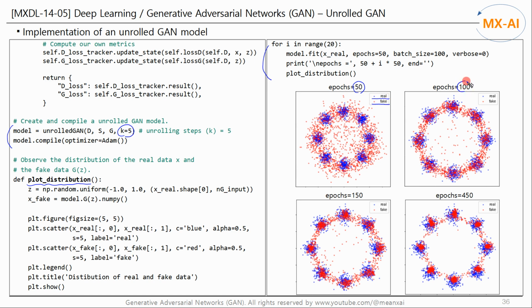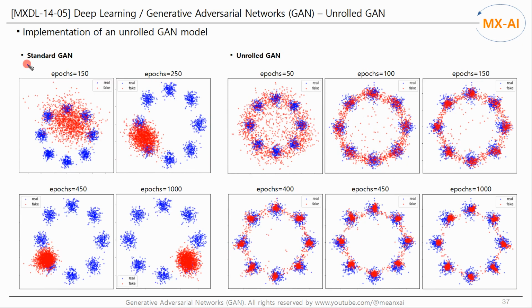After 100 epochs, the distribution of fake data is as follows. The fake data is now a little closer to the real data. After 450 epochs, the fake data became similar to the real data. In the standard GAN implemented in the second video, mode collapse and mode hopping phenomena occurred like this. However, we can see that these phenomena disappear in our unrolled GAN model.